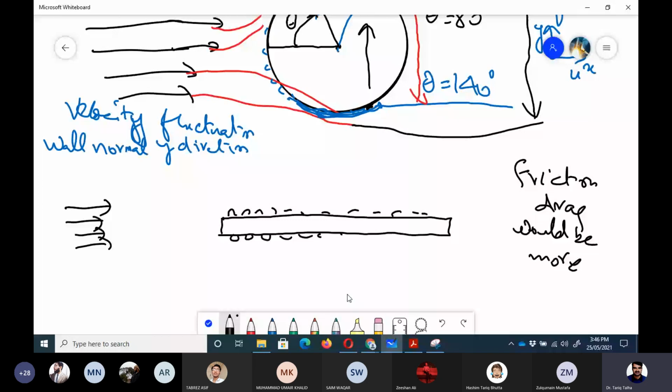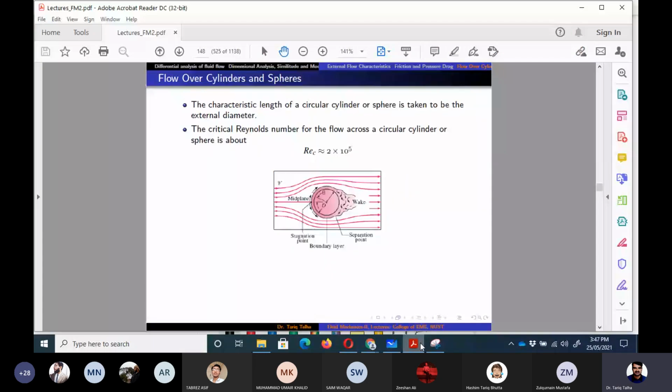Now I am going to go through the slides which I have just explained. So the characteristic length of the circular cylinder is the external diameter, and as I have mentioned earlier, the critical Reynolds number is 2 into 10 to the power 5. But as I have also explained, if we make it rough, then the critical Reynolds number can become 40,000 or 50,000, depending upon the degree of roughness, right? So if you make it more and more rough, the flow would be more turbulent in the boundary layer region.